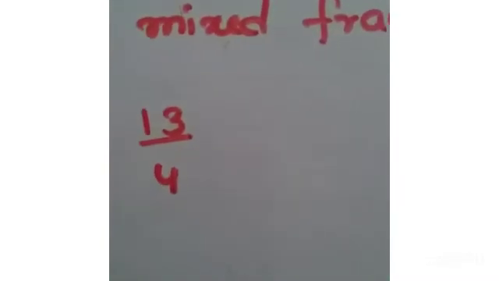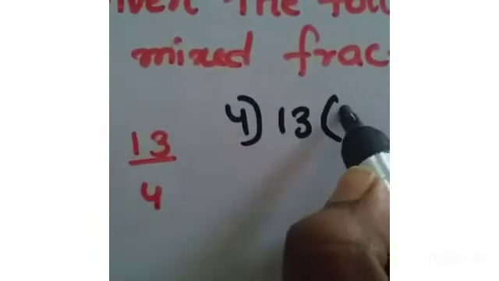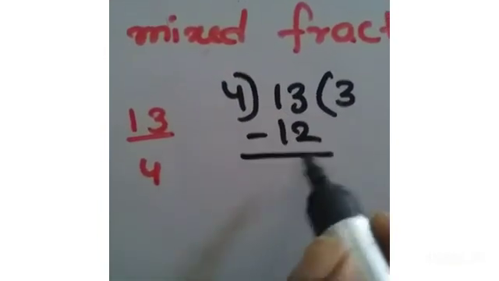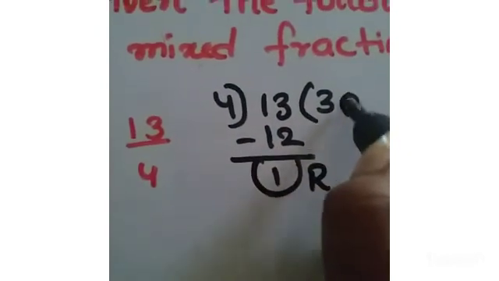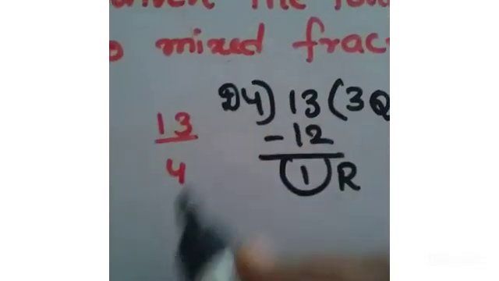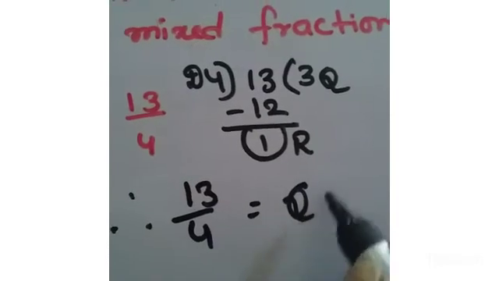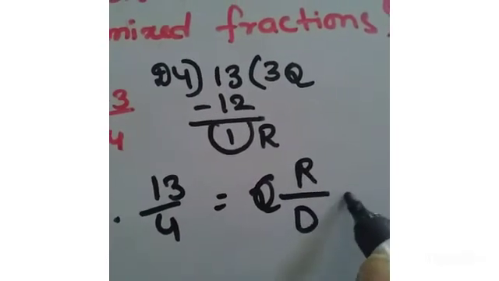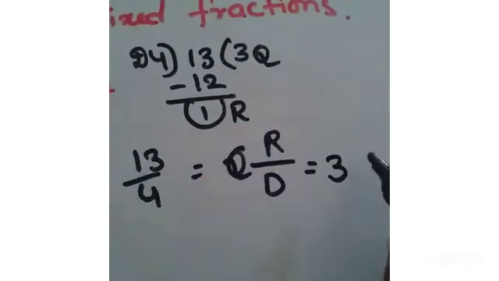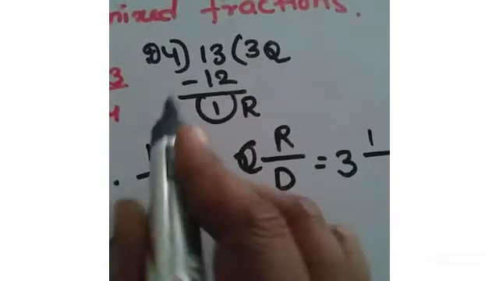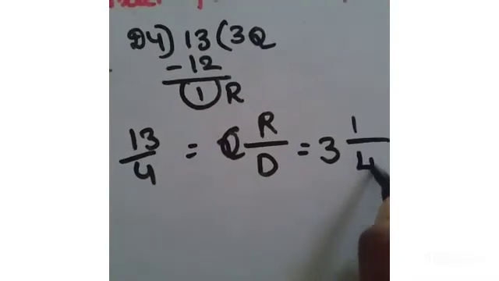Fourth one, 13 by 4. 4 threes are 12. 13 minus 12, 1. 1 is the remainder, 3 is the quotient, divisor is 4. As we already know the rule, Q R by D. The quotient should be written as the mixed number 3. The remainder should be in the place of the numerator, and the divisor in the place of the denominator. So 3, 1 by 4.